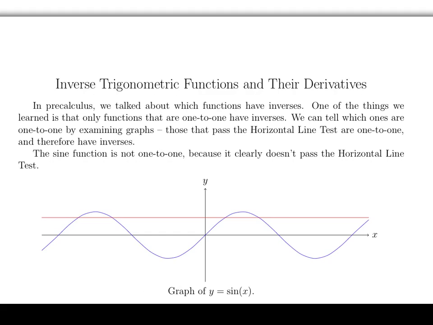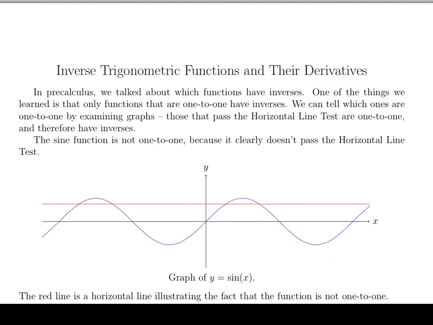Okay, so here's a graph of the sine function. And we've also thrown in a red line. This is a horizontal line. That's the line that illustrates the fact that this function is not one-to-one because it doesn't pass the horizontal line test.